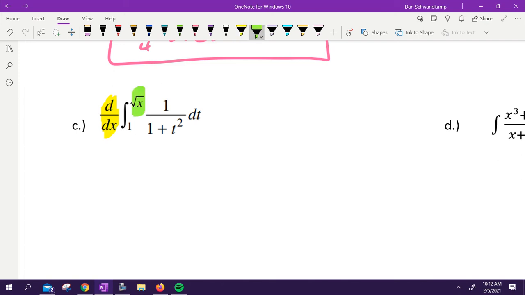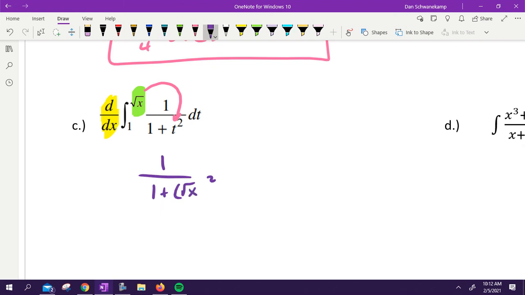This isn't hard. We did this last chapter. You take it, you plug it in. We take the square root of x, I plug it in. That's how you take the derivative of an integral. So right here it's 1 over 1 plus that thing squared, which is just square root of x.